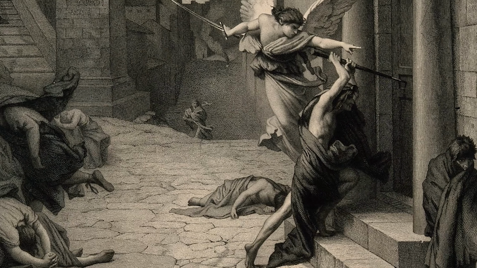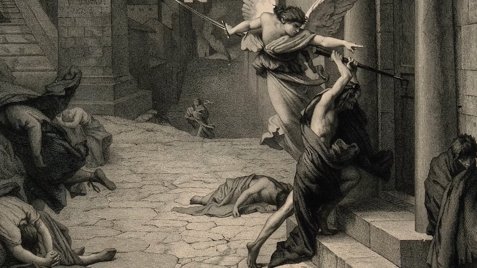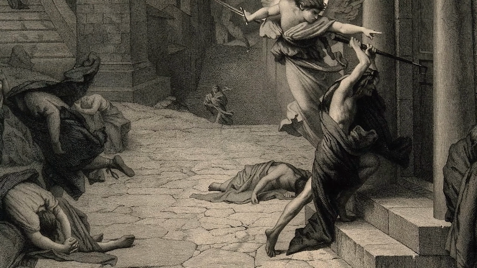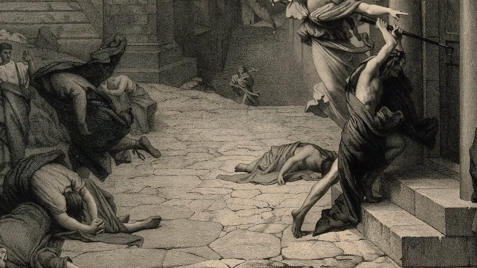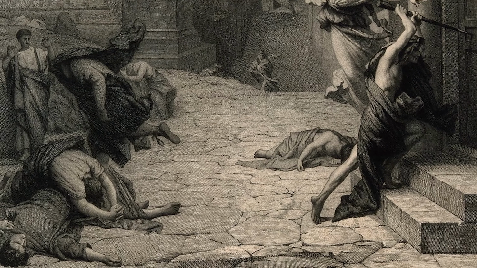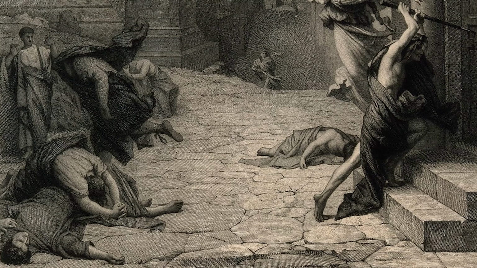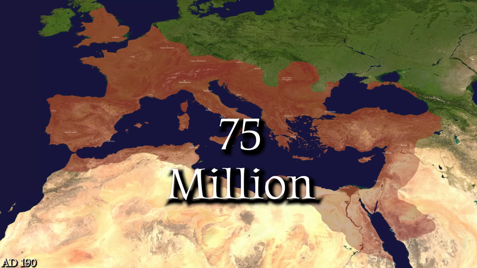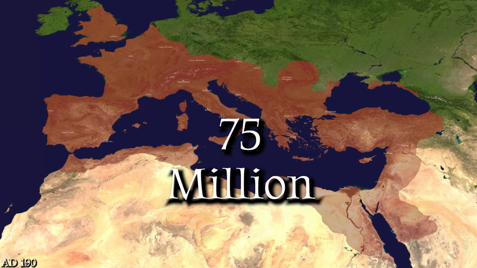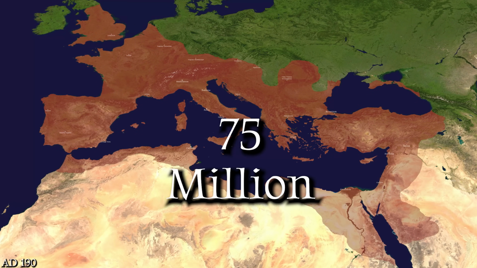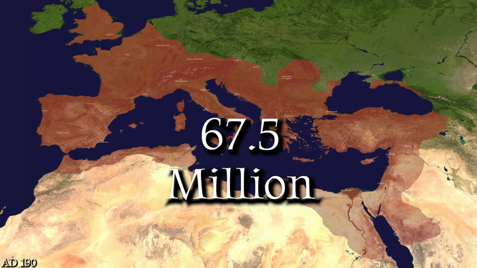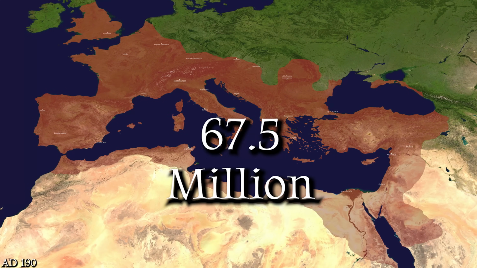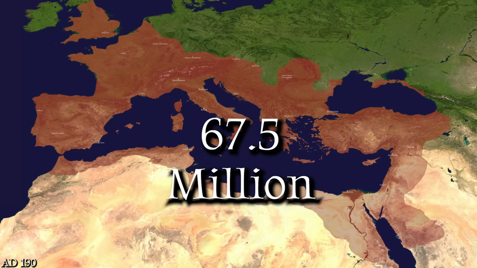Estimates vary again quite drastically, but the most accepted number is that about 10% of the population of the Roman Empire died. So if we say that 75 million people lived in the empire in 165 AD before the catastrophe began, a few decades later the empire was down to 67.5 million. That is quite a massive drop.